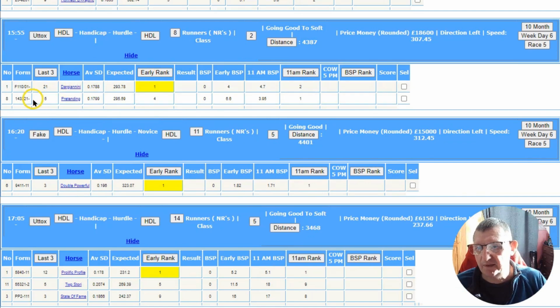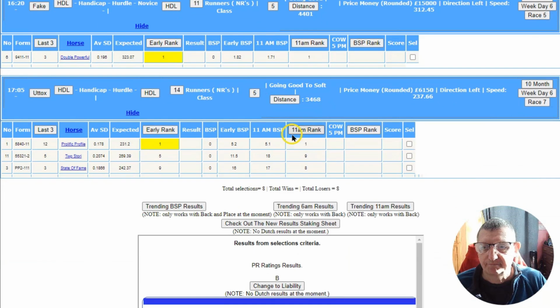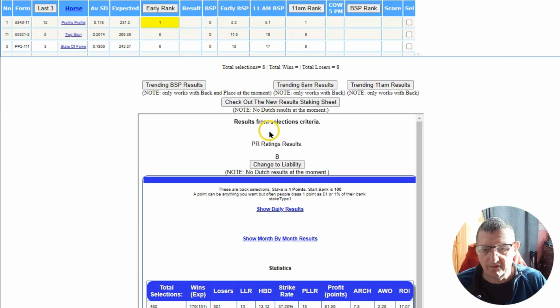And as you can see, first and second, both first last time out. It's handicap races, it's on the hurdle. Okay, again, handicap race on the hurdle last. And that one's favourite, still favourite 11 AM. And there's 3 selections in this race. And that one is favourite and favourite 11 AM. Price is quite high, so it could mean that that's not going to stick to being favourite.